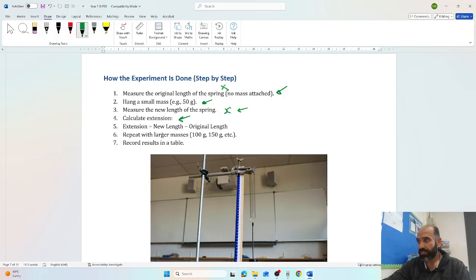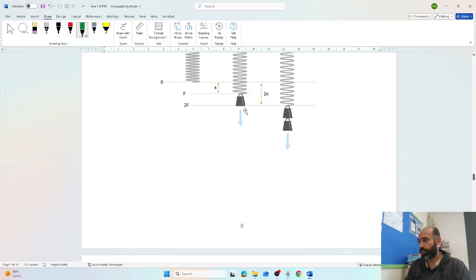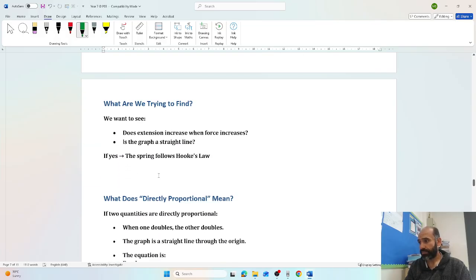How can you calculate the extension? By subtracting the original length, which you measured at first, from the new length. Then you will repeat with larger masses, like 100, 150, and so on. Then you will record your results in a table. And these are different pictures or images for this.